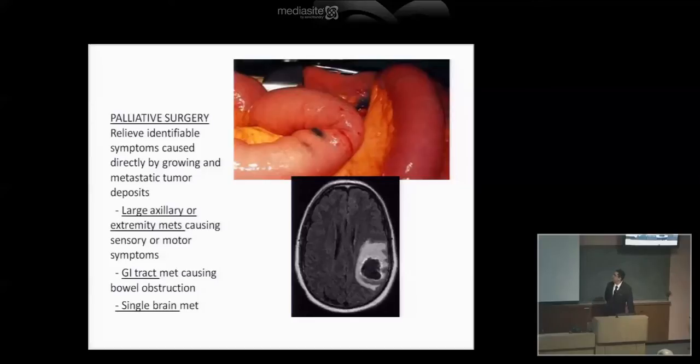The upper picture here shows an intra-op picture of a patient who presented with bowel obstruction and was found to have multiple melanotic deposits on the surface of the intestine. And single brain metastases, if they are located in a favorable spot like the temporal lobe, some of these patients have undergone a temporal lobectomy with a good functional outcome.